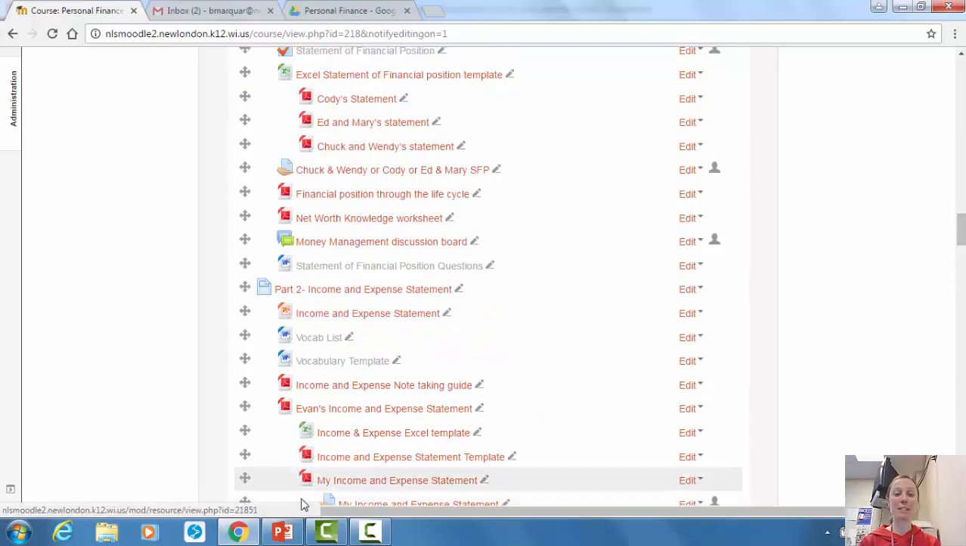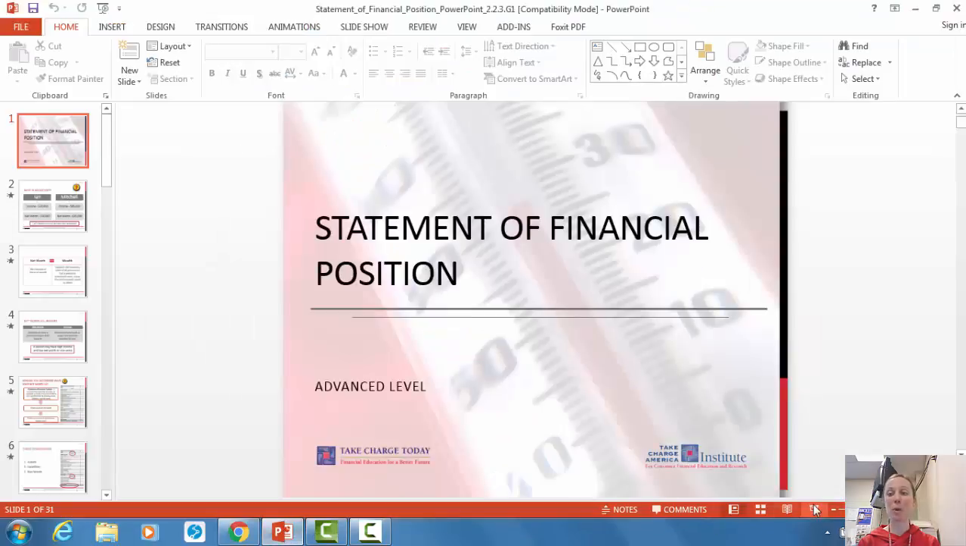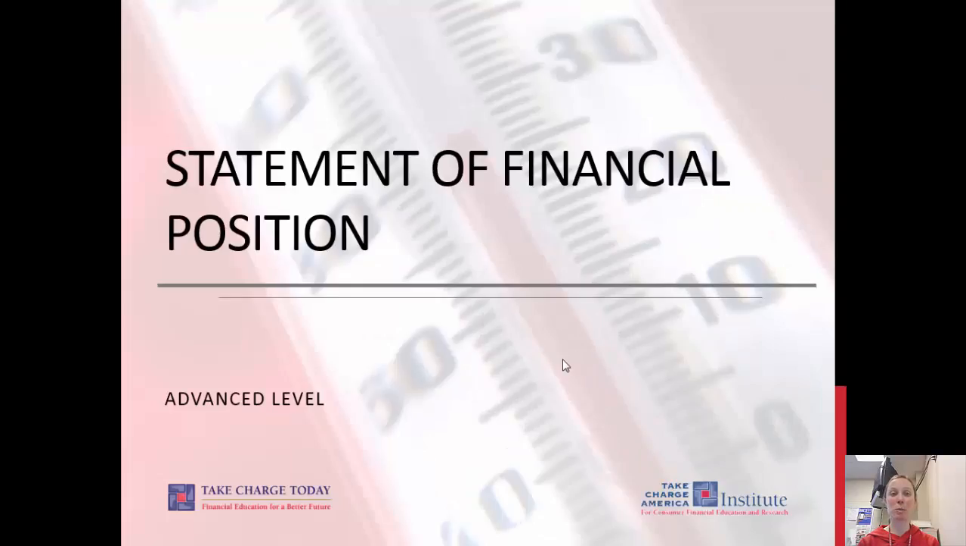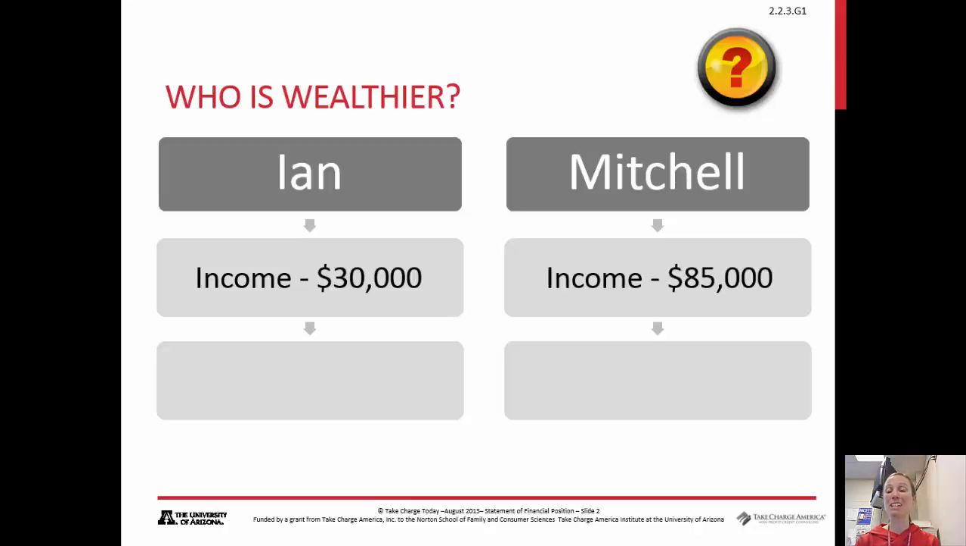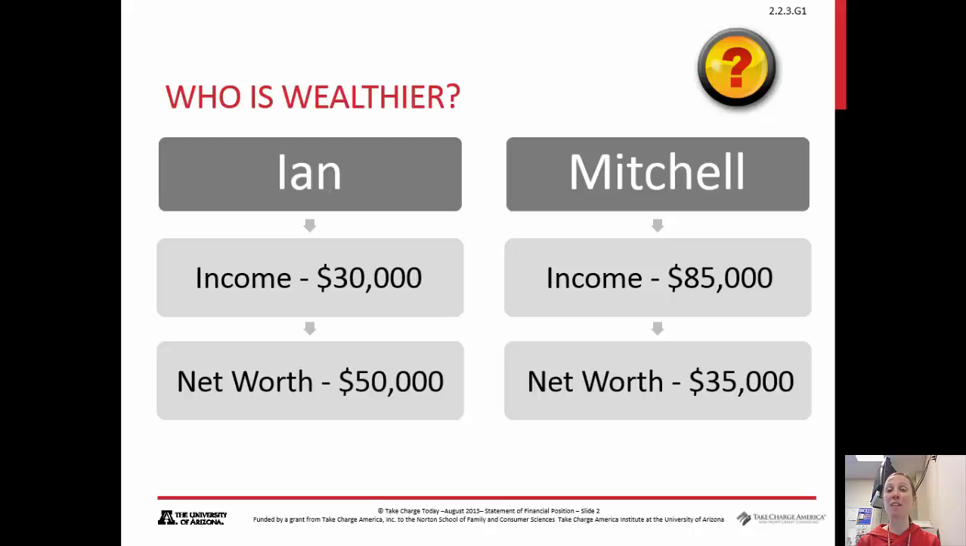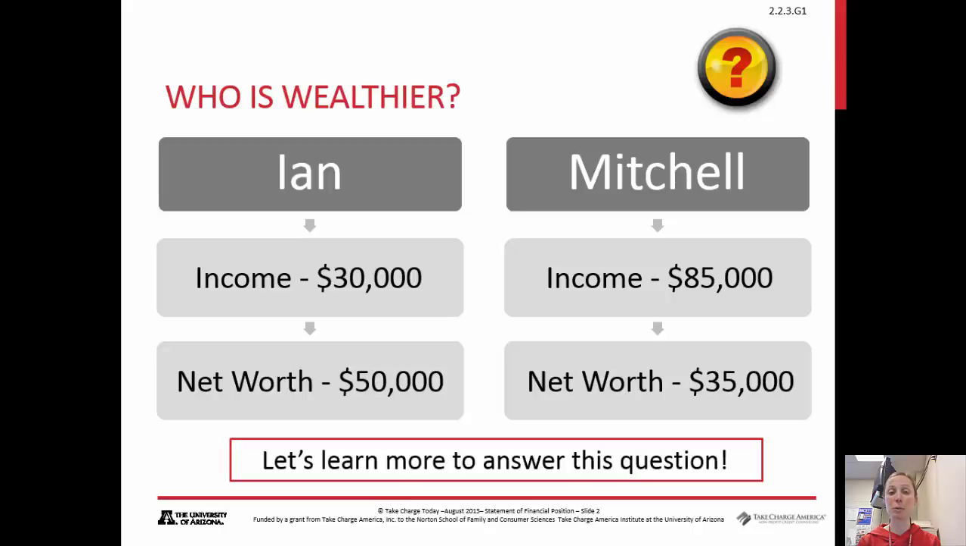So let's get started. What is a statement of financial position, you might be wondering. Let's start with this question. Who's wealthier, Ian or Mitchell? Ian's income is $30,000, which means that's how much money he makes per year. Mitchell makes $85,000 per year. So you can obviously tell who makes more money per year. Ian's net worth is $50,000 and Mitchell's is $35,000. So when you look at these numbers, who is wealthier? That's what we'll talk about as we continue with this presentation.